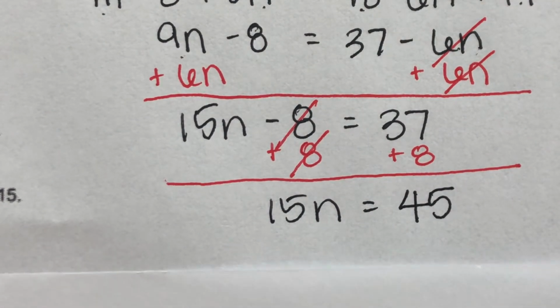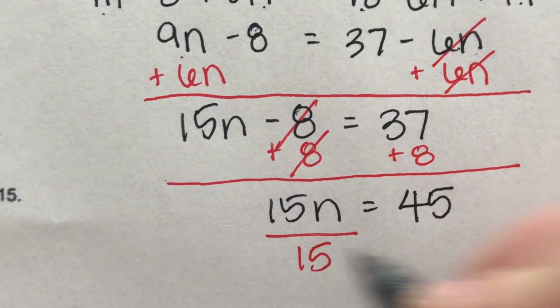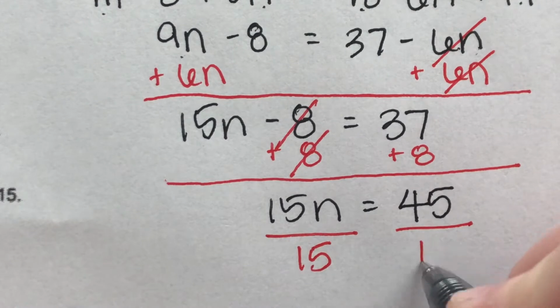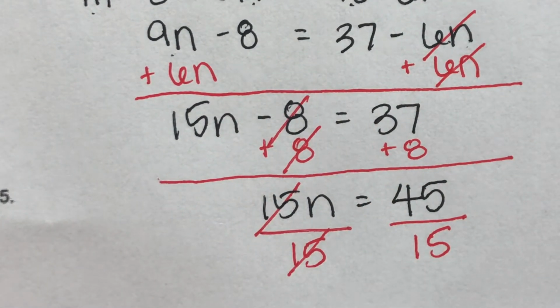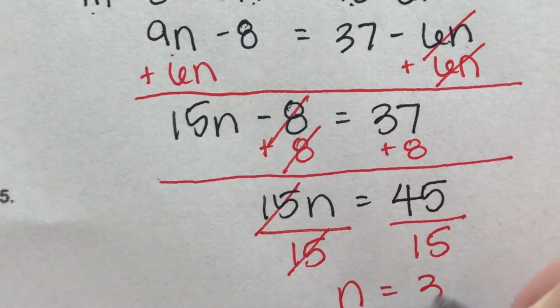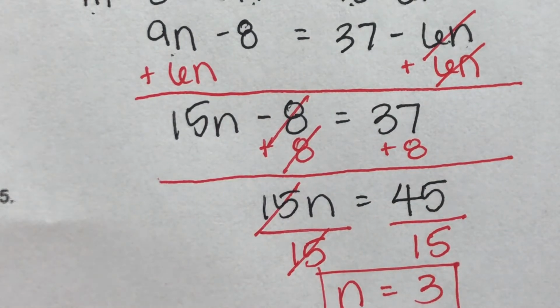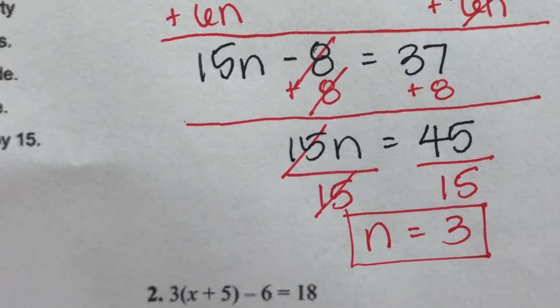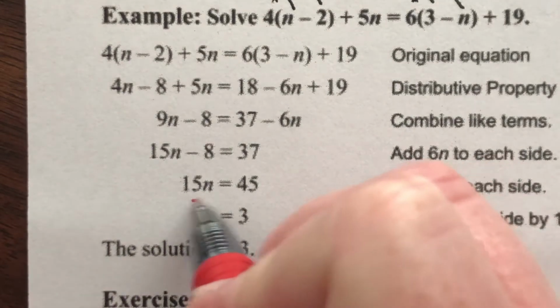Lastly, I need to get rid of that 15. Right now it's n times 15. So to get rid of times 15, I divide by 15. So I got to do the same thing on the other side. These cancel. And I'm left with 45 divided by 15 equals 3. N equals 3. So if I come over here to the side and check myself, what did we get? N equals 3. Boom, done.